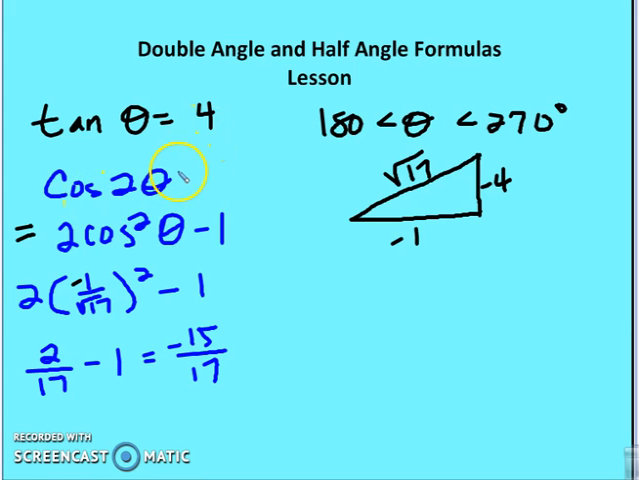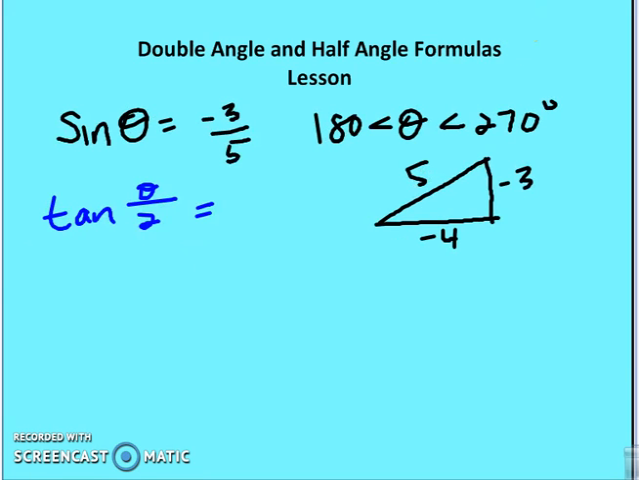I'm going to evaluate cosine 2 theta. I'm going to use the double angle formula 2 cosine squared theta minus 1. Cosine theta in this case is negative 1 over root 17. So I have 2 times negative 1 over root 17 squared, minus 1. Negative 1 over root 17 squared ends up being 1 over 17, times 2 leaves me with 2 over 17 minus 1, which is equal to negative 15 over 17. Okay, let's try one more, and then I'll let you go.